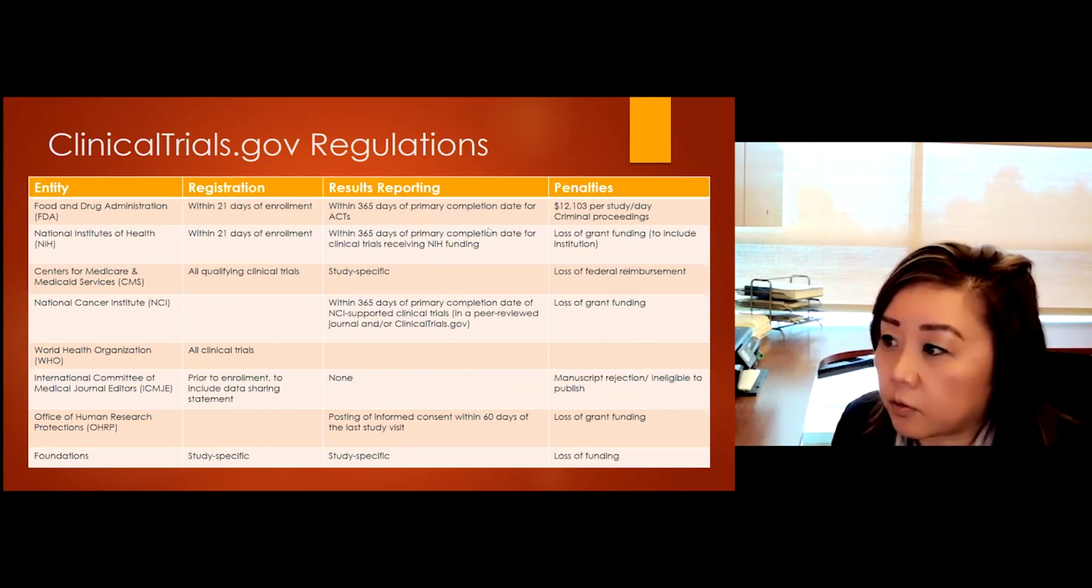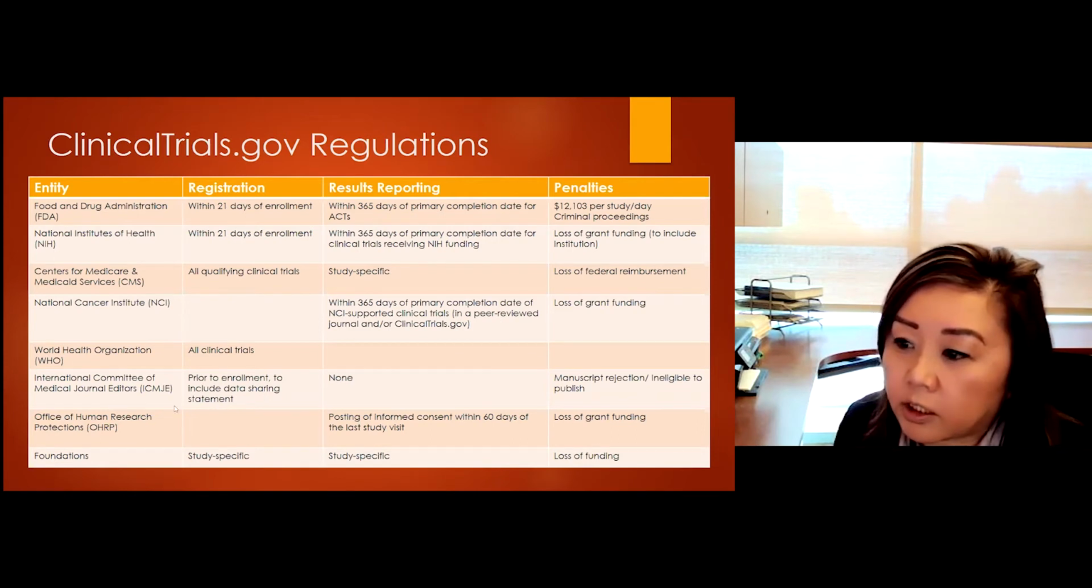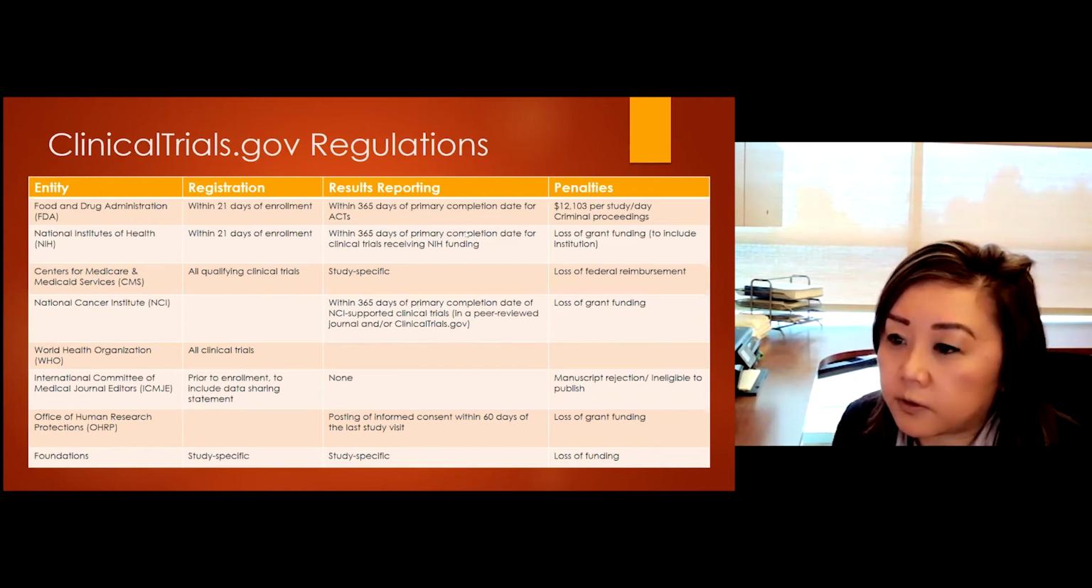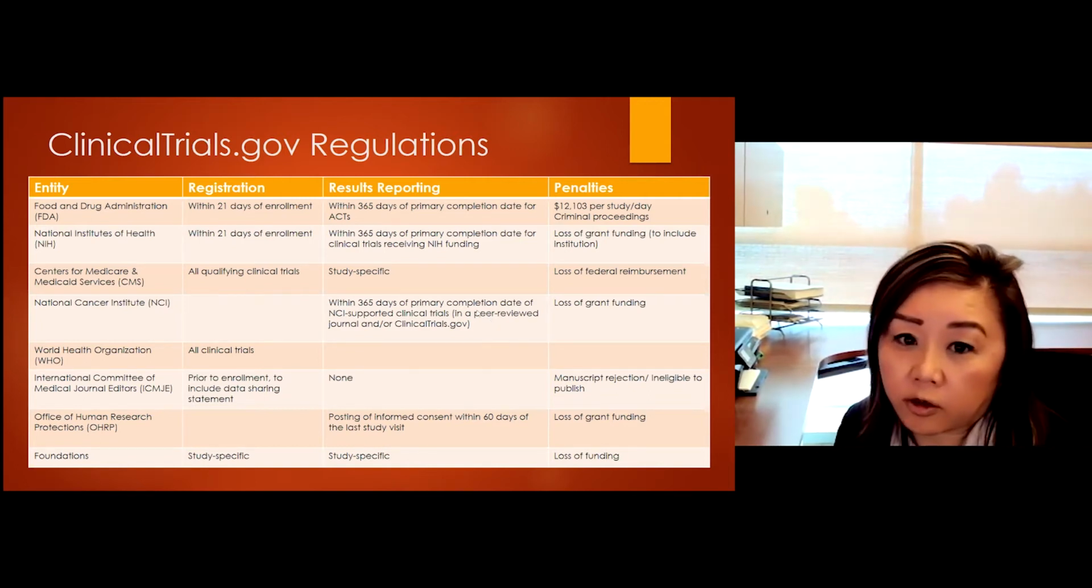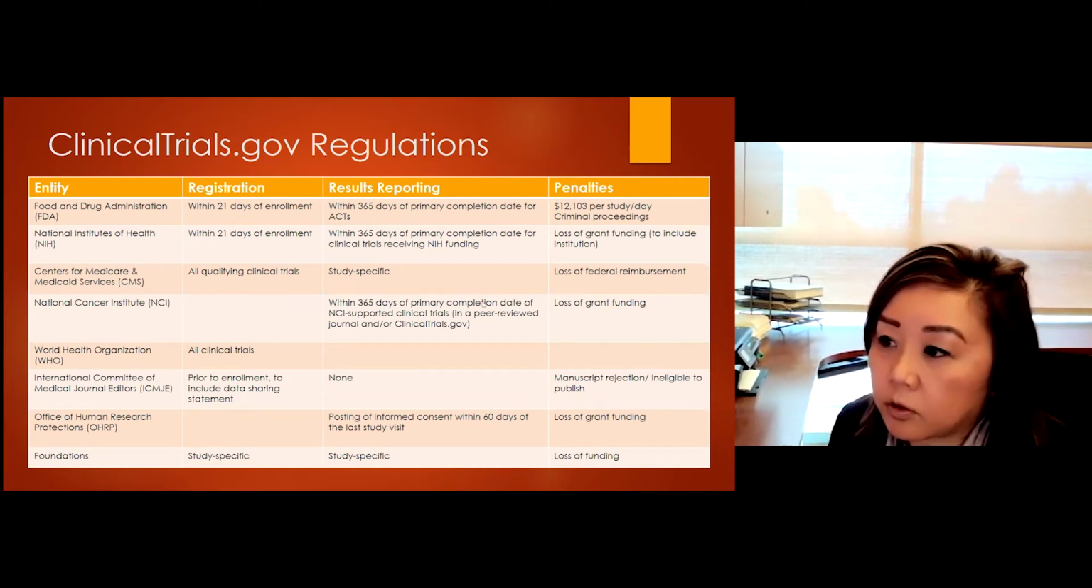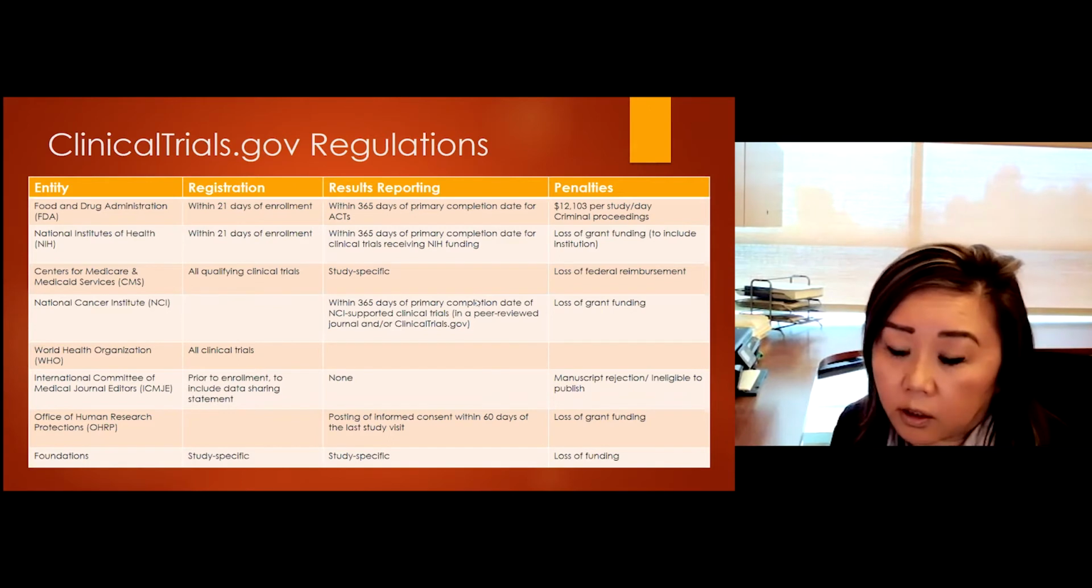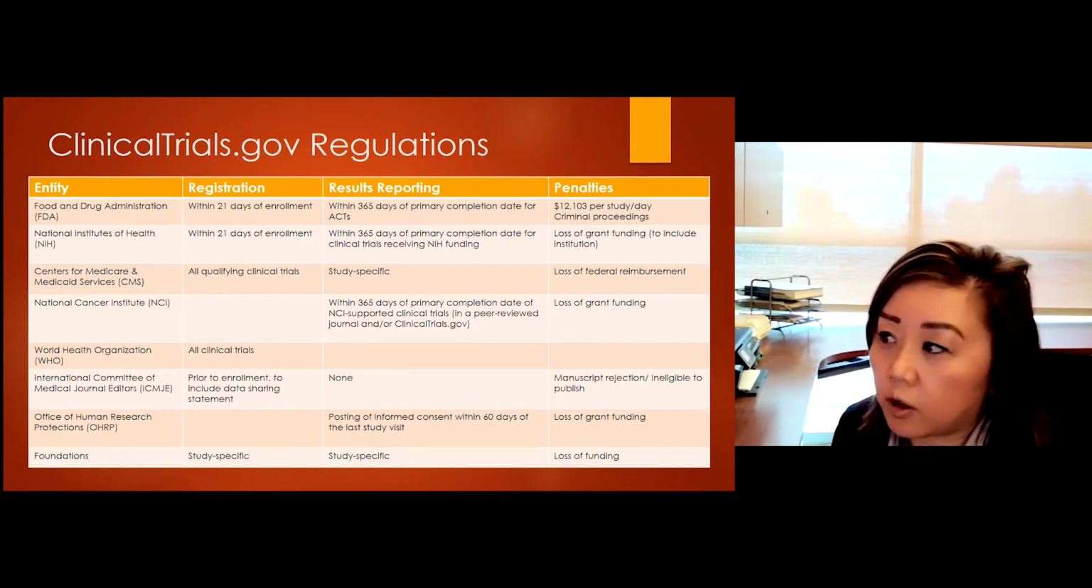And then also the results reporting in some of the areas are spotty. Now, ICMJE doesn't necessarily require results reporting, they just require the registration. But the FDA, NIH, and other federal agencies are going to require the results reporting. And once you enter the study in the system, it's going to read as a voluntary submission of results reporting, so it will automatically generate an error past the 1 year mark.